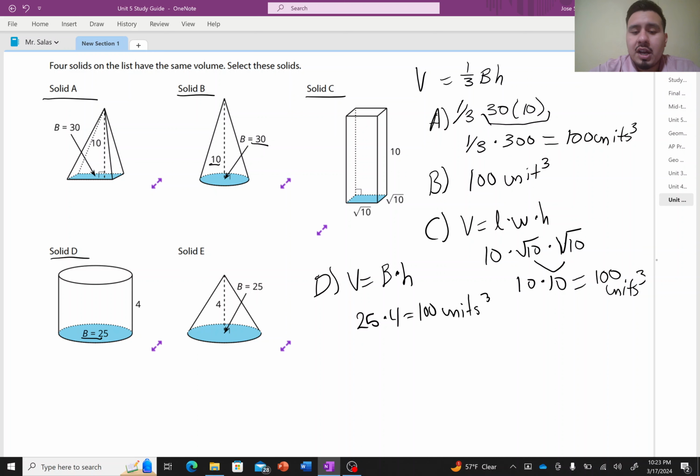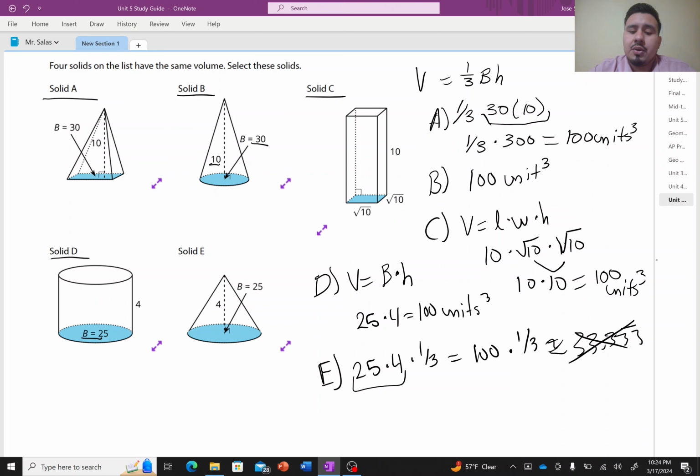But I can just double check. If I look at E, it is base times height. But remember, the cone is 1/3. So 25 times 4 times 1/3 is equal to 100 times 1/3. That gives me an approximation of 33.3333 repeating forever and ever. Okay, so that is the one that does not match the other volumes. So the correct answer was A, B, C, and D.